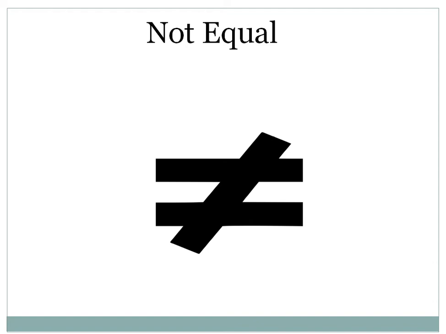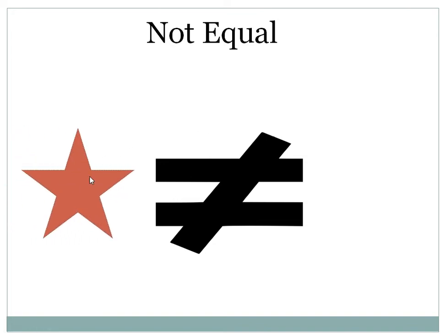So that's the equal sign with that international slash, which means no. Well, that's how they've come up with not equal, by putting that international slash on the equal sign. So that gives you the not equal. So let's see what we got here.